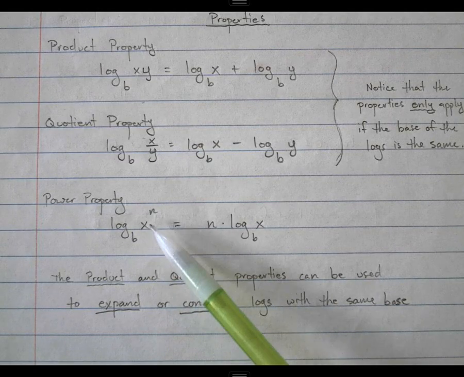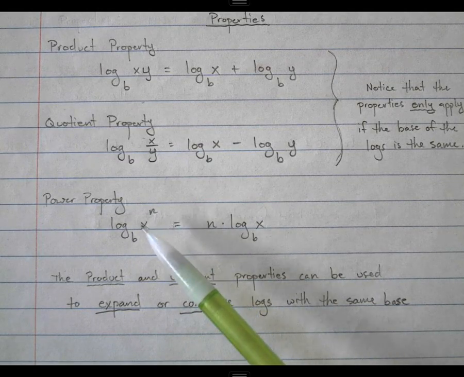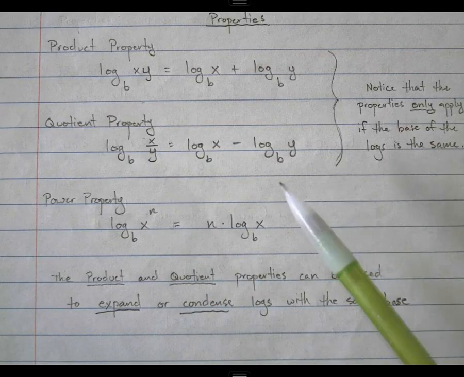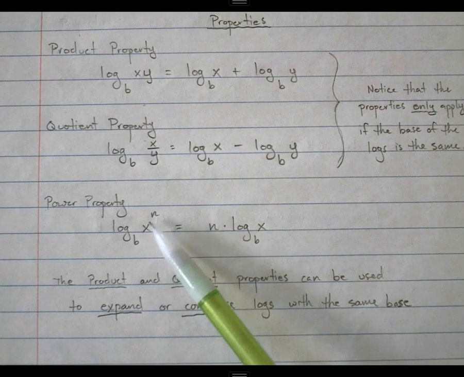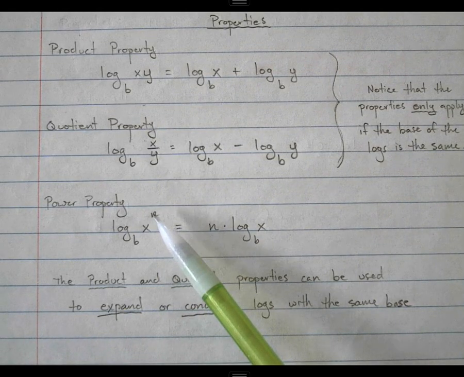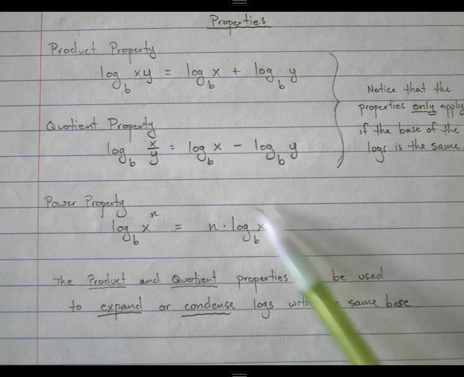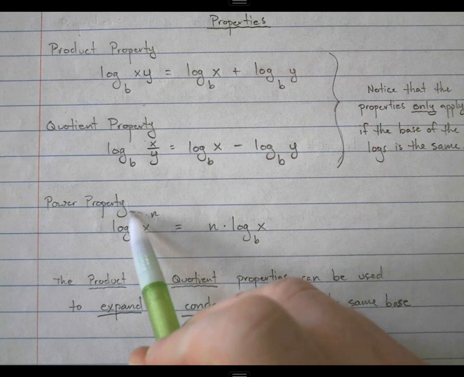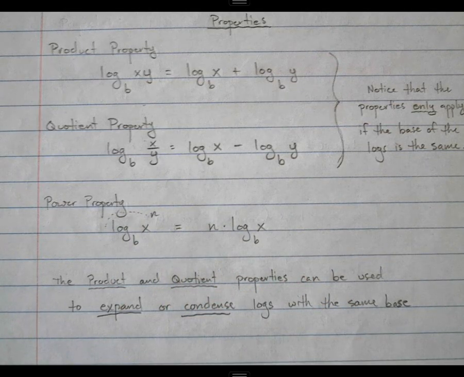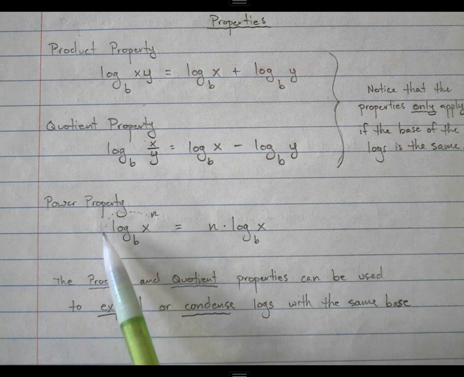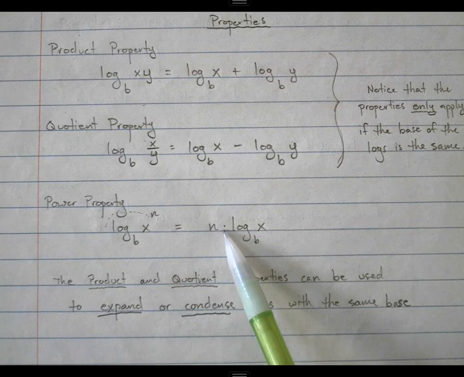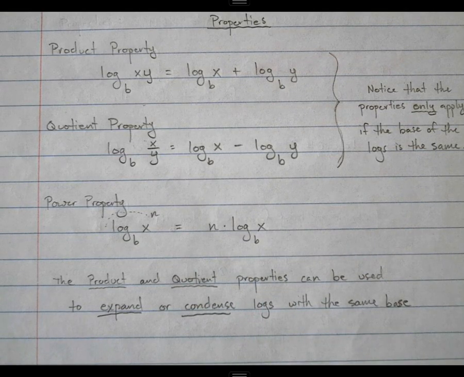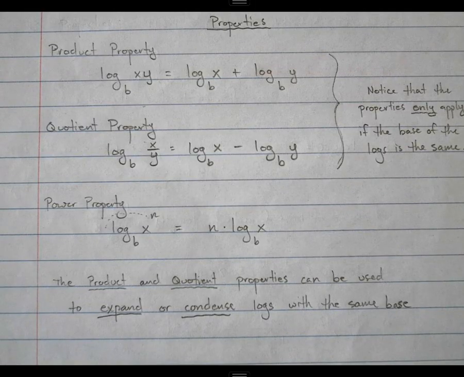And then finally, the power property, the log base b of x to the n. Well, x is being raised to a power, and in the case where x is being raised to a power, you can bring this power around in front. Think of it kind of, I'll draw a little dotted line coming here, right? You can bring that n, or that power, down in front of the log, and it's the same as n times log base b of x. So these properties are just used to manipulate logarithms.